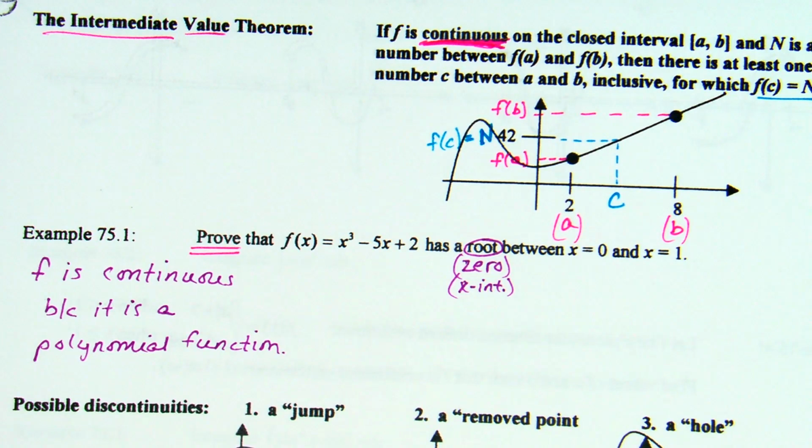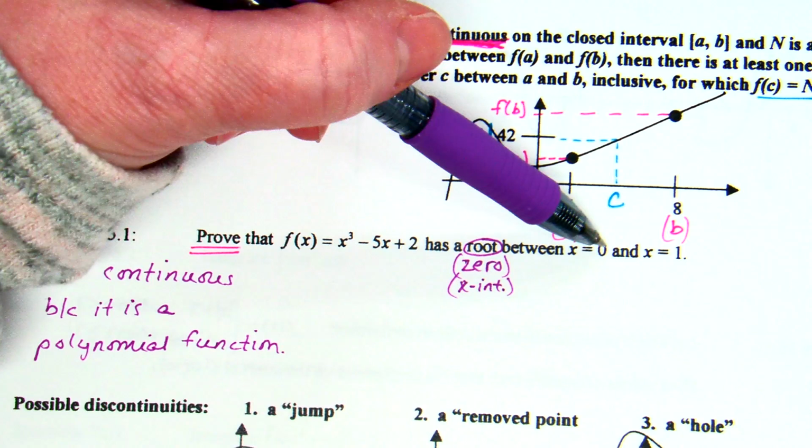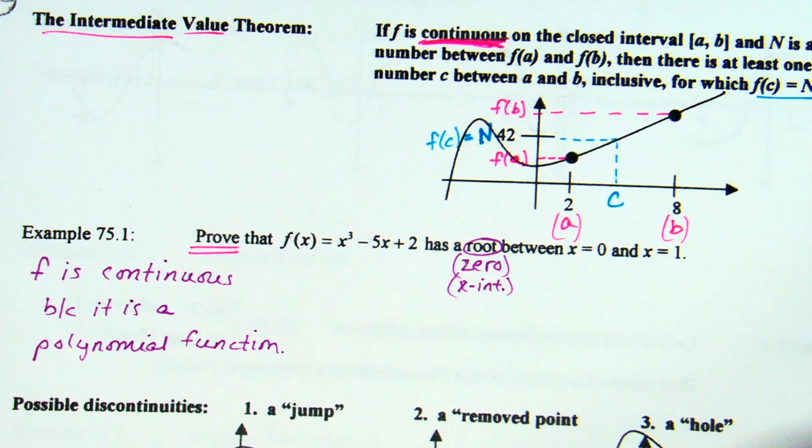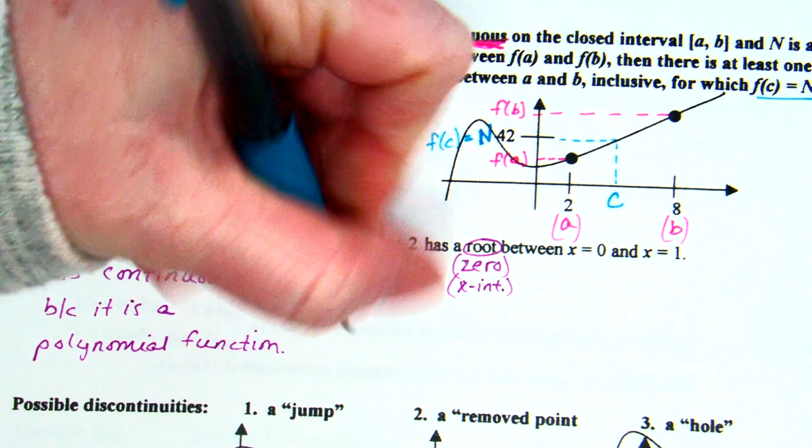We want to show that this function has a 0, an x-intercept, a root between x equals 0 and x equals 1. So, in order to do this, we need to know what's happening at those two endpoints, yes? Those are kind of the endpoints. So, Jack, this is where you said find what the y values are there. We know the x values. The x values are 0 and 1. So let's find the y values. So let's find f of 0. And let's find f of 1.